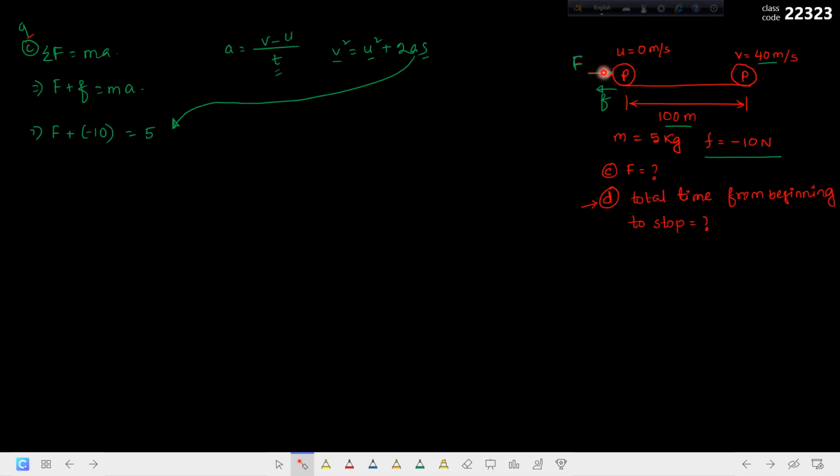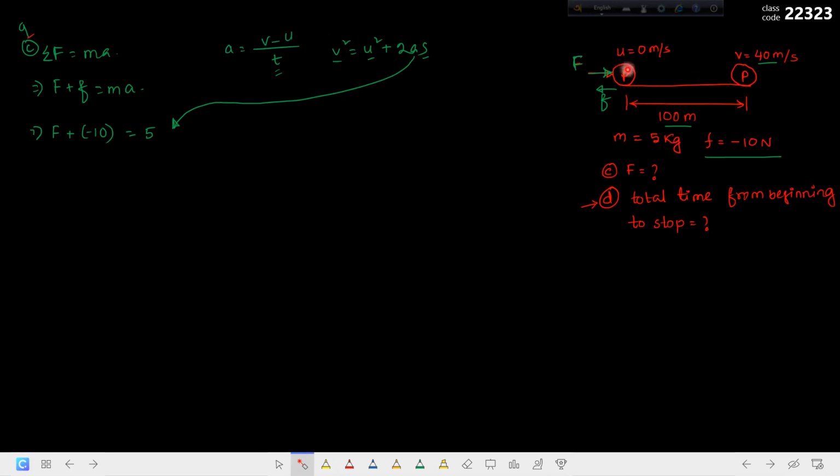Due to the application of this force, the body started moving and it gained some velocity. So from 0 meter per second, the velocity of this body is increasing. So we can say that it is having an acceleration, right? Because whenever there is a change of velocity, there is acceleration, because acceleration is the rate of change of velocity, from the equation we know, right?